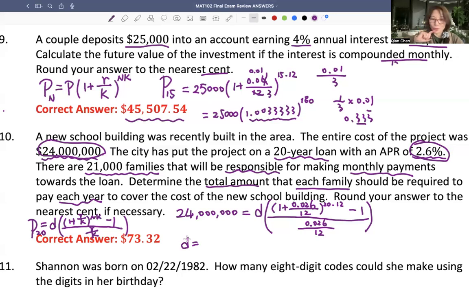Too bad I don't have another computer to do this. So let me do a little bit of calculation, whatever my calculator can do. I'm going to work backwards. 73.32. We divide by 21,000 families, because we have 21,000 families to do this. Then multiply by 12.